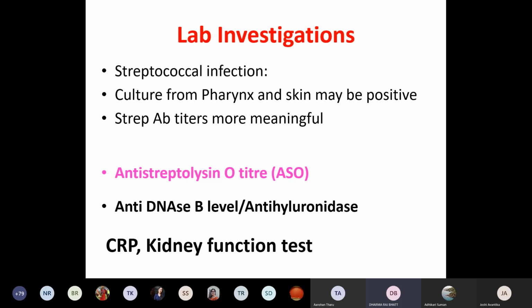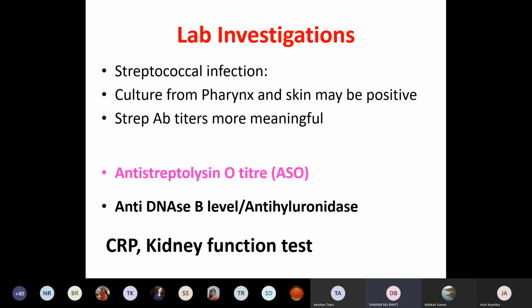Then another important investigation that is required is the kidney function test, in the form of detection of urea level, creatinine level, and even sodium and potassium also. So all these investigations can be performed.